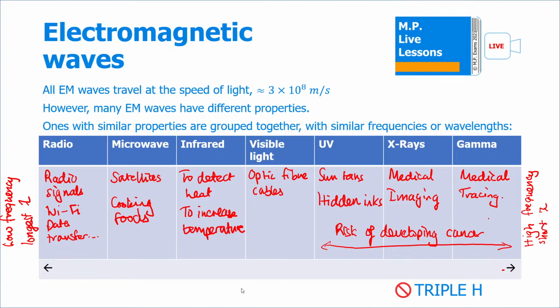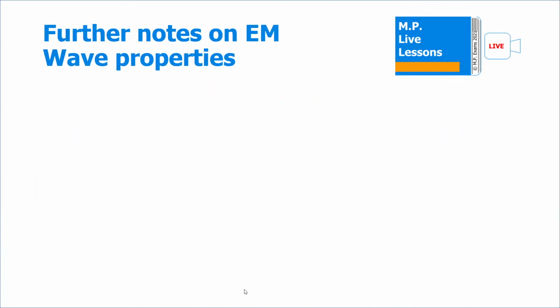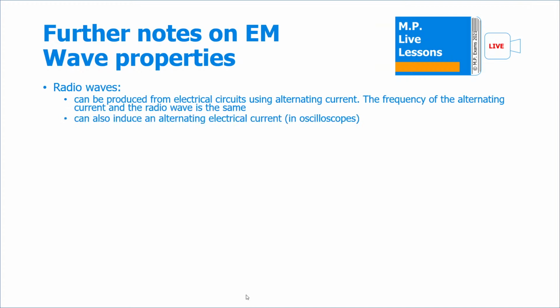Now, I've got some further information on these electromagnetic wave properties. So first are radio waves. So these can be produced from electrical currents using alternating current. Alternating currents will also have their frequency as they go forwards and backwards. The frequency of this alternating current and the radio wave is the same. For example, if the frequency of alternating current is, say, 50 hertz, as found in the mains, the radio waves given out will have a frequency of 50 hertz.